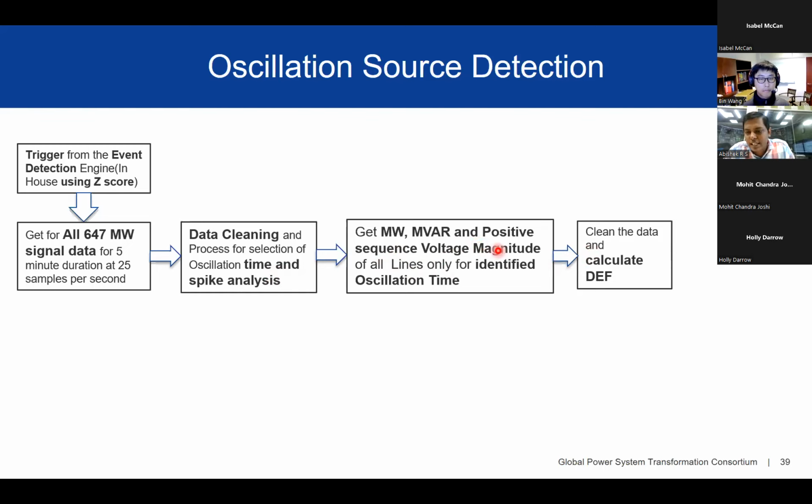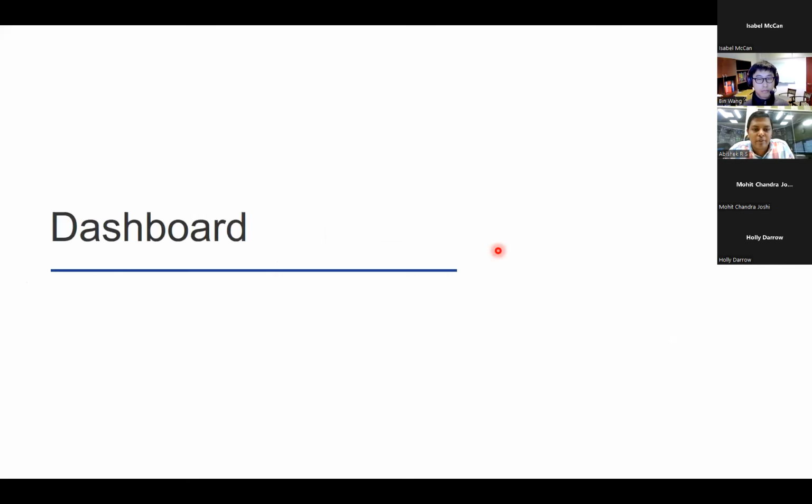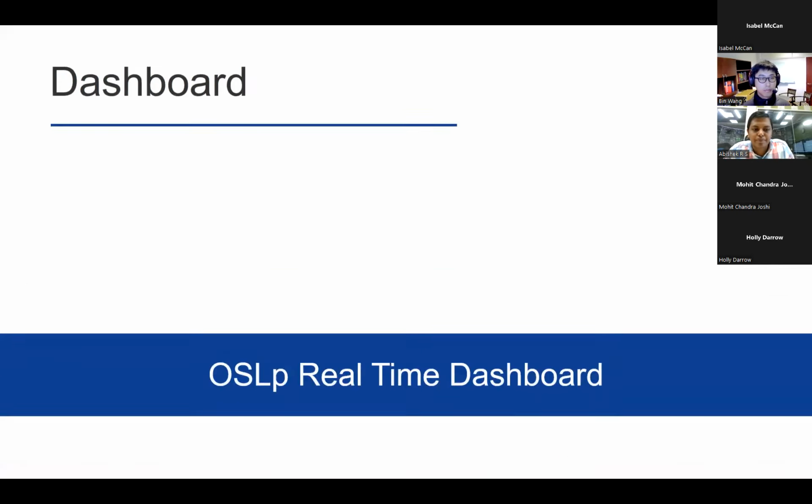Once the DF is calculated, we are identifying the top 5 DF lines where the energy is flowing maximum. For only those 5 DF lines, we are performing the matrix pencil analysis to get the dominant modes and corresponding damping ratios. Once these results are got, we are storing those results into the database and visualizing them in the dashboard. Now we will very quickly walk through the dashboard.